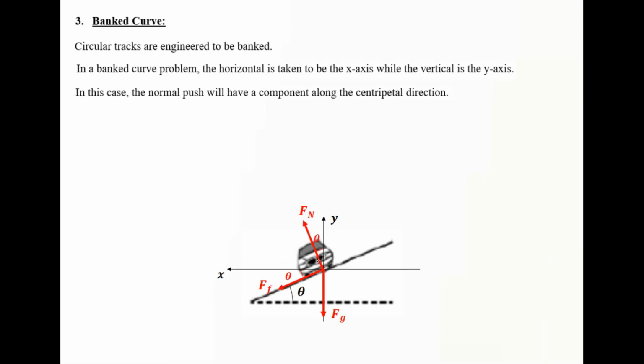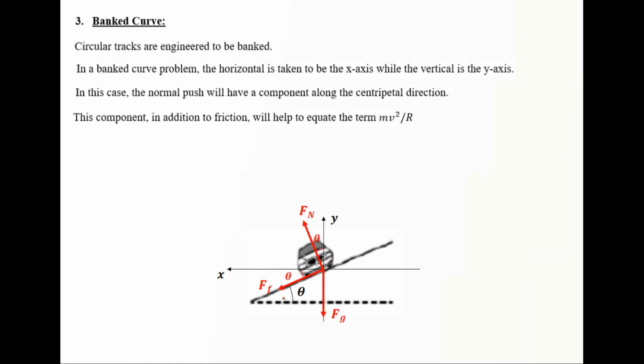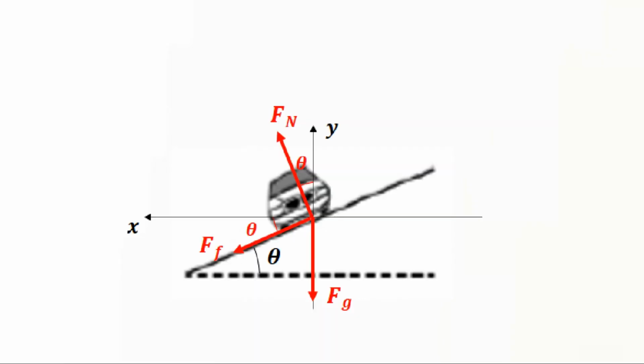Now also, that would be the angle theta if you do the geometry of the figure. This component, in addition to friction, will help to equate the term mv square over r. So basically, why banked curves are engineered to be, or circular tracks are engineered to be banked.